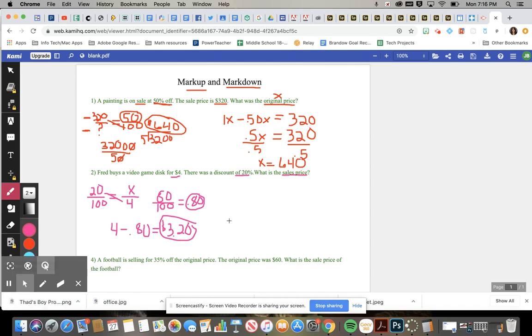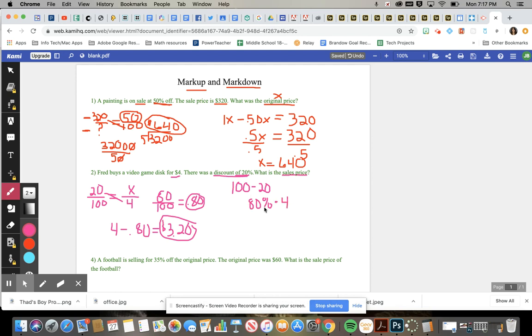All right. Okay, so for my equation here, I know that there was a discount of 20%. So if I had 100% minus the 20%, that's going to leave me with 80%. The whole is always going to be 100% minus, because it's a discount, so I have to subtract that 20%, leaves me with 80%.